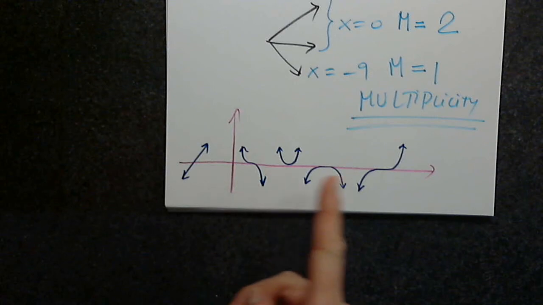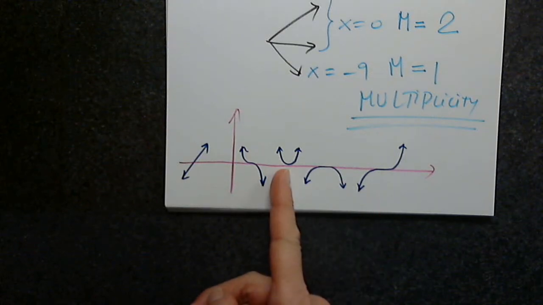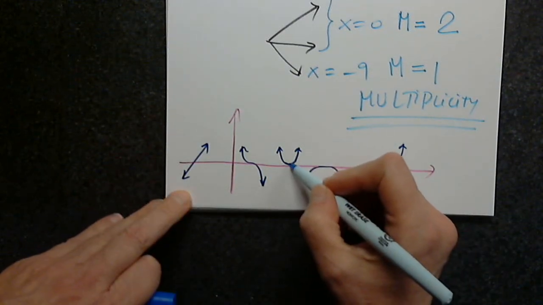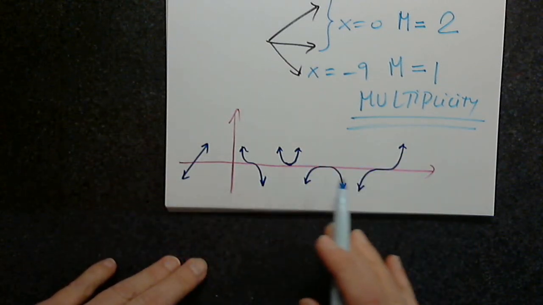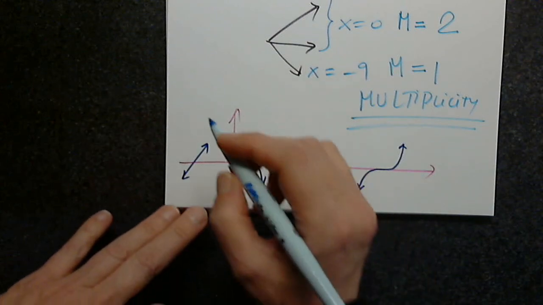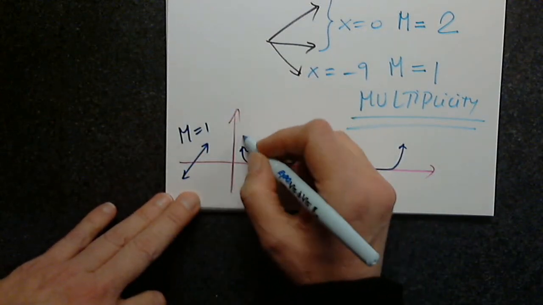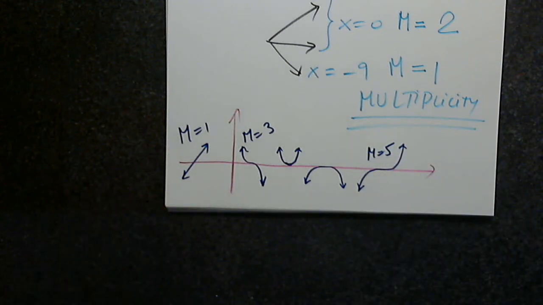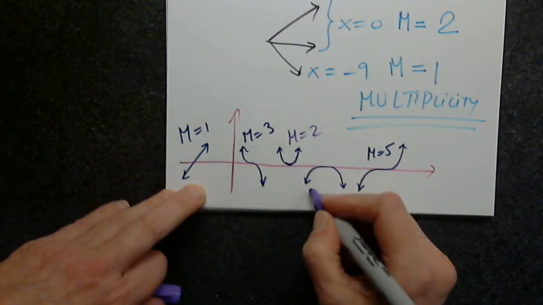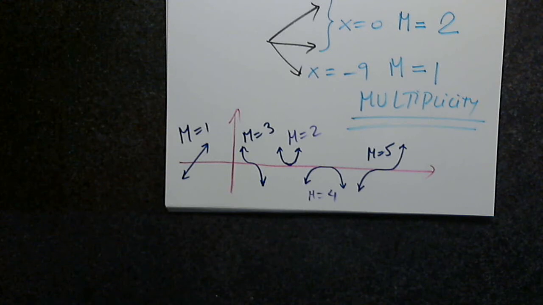The ones that cross the x-axis, as you see, this one doesn't cross. It's tangent, right? It has one point. These ones that cross the x-axis are odd multiplicities. The ones that do not cross the x-axis are even multiplicities. The higher the multiplicity, the flatter the function is at that point.